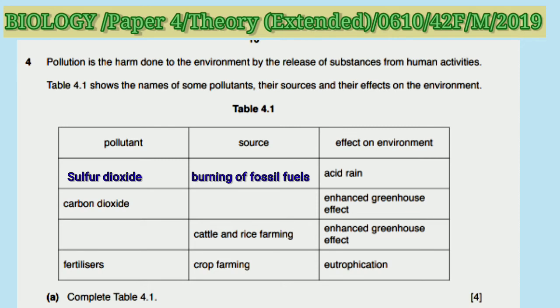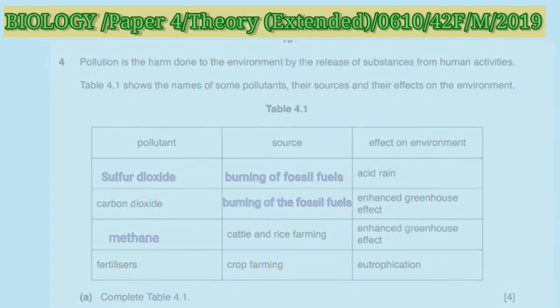In the second row, we have the pollutant carbon dioxide and the effect enhanced greenhouse effect. The source will again be burning of fossil fuels. In the third row, we have the source cattle and rice farming. The effect on the environment is enhanced greenhouse effect and the pollutant will be methane. And the fourth row is complete: fertilizer is the pollutant, the source is crop farming, and the effect on the environment is eutrophication.